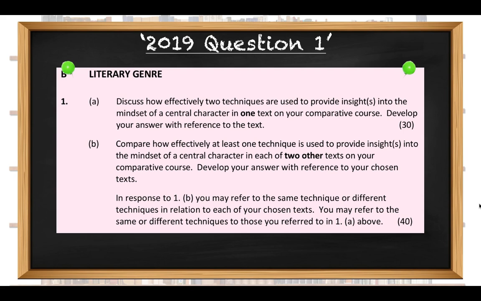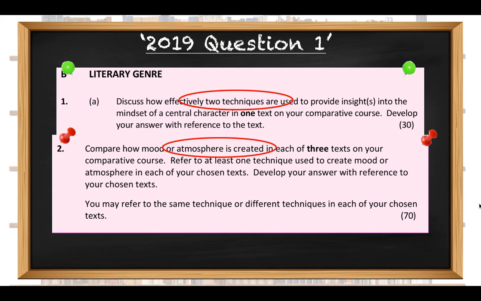So this is the paper from last year, and you can see that question 1 asks you to discuss how effective two techniques are at giving insight to the mind of a central character, while question 2 asks how techniques are used to establish mood or atmosphere. So here, what you're being asked to do is to identify how an author, playwright, or director presents their story to us in a way that, for question 1, gives us an insight into the mind of a central character, and for question 2, how that creates mood or atmosphere. So you need to be switched on here to what the author, playwright, or director is doing to be able to answer this question effectively.